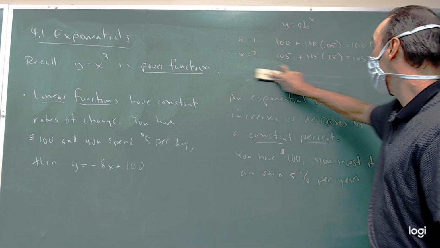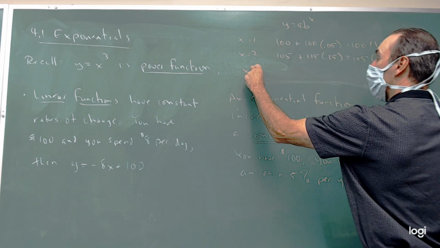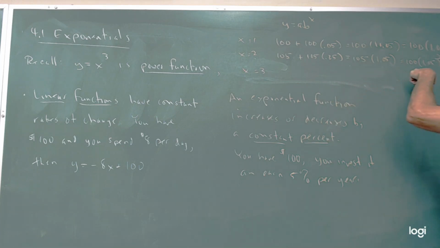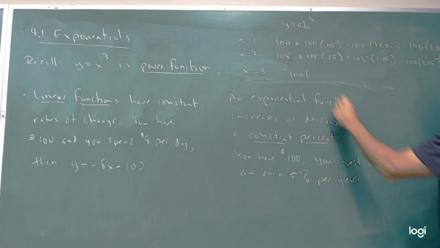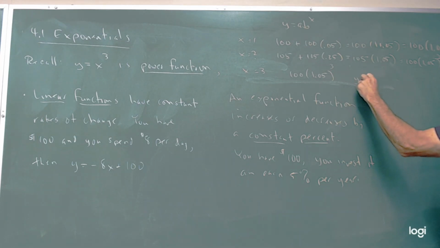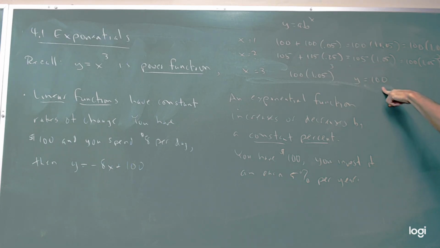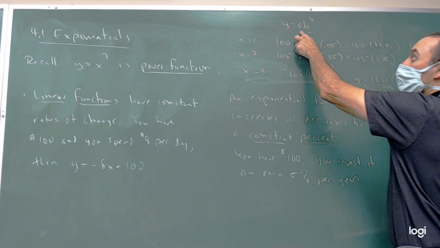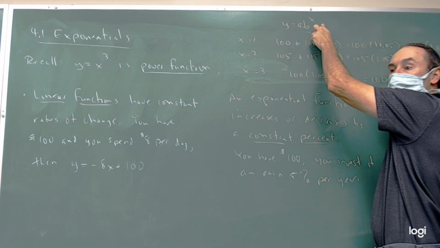When x is 3, we get 100 times 1.05 to the third. So as an equation, y is going to be the amount we started with times 1.05 to the x power. So we get this a times b to the x. Does that make sense? And this a is what we get when you plug in 0 for x.